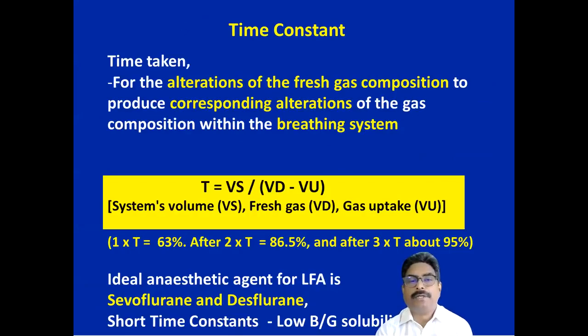So coming to the time constant, what is time constant? Suppose you are giving 1% vaporizer settings, the time taken for the inspiratory limb of the breathing circuit to reach the 1% is called time constant. Suppose you are changing 1% to 2% in the vaporizer setting, the time taken for the breathing circuit to reach the 2% concentration in the inspiratory limb of the breathing circuit is called time constant. So the ideal anesthetic gas for low flow anesthesia is sevoflurane and desflurane because they have a short time constant. Once you change the concentration in the vaporizer setting, it quickly reaches the same concentration in the inspiratory limb of the breathing circuit.